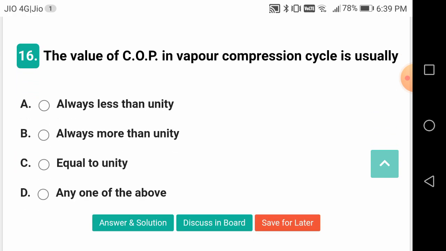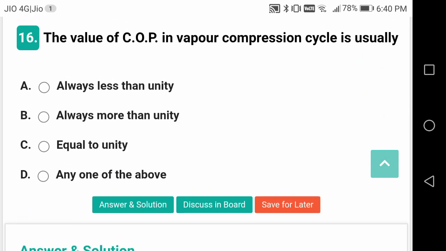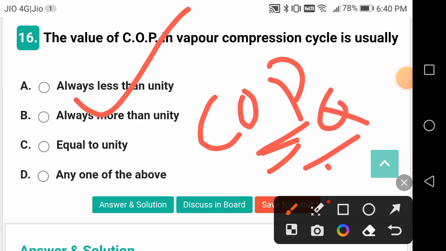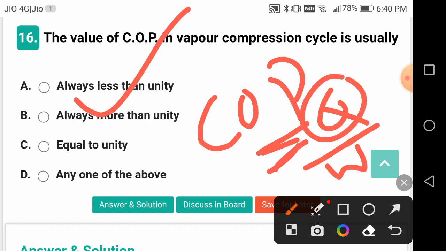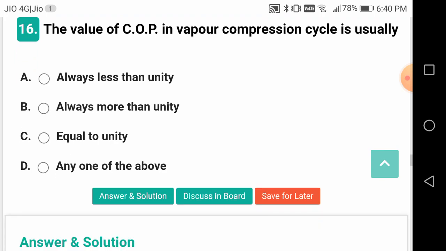The value of COP in vapor compression cycle is usually, COP is always more than unity. What is COP? Heat effect, the energy effect sought, divided by the work input required. The energy effect sought can be used for heating a medium or cooling a medium. If it is cooling, it is called a refrigerator. If it is heating, it is called a heat pump. So definitely your work input should be less and heat rejected should be more. So definitely this ratio is going to be always more than 1. Vapor compression cycle.